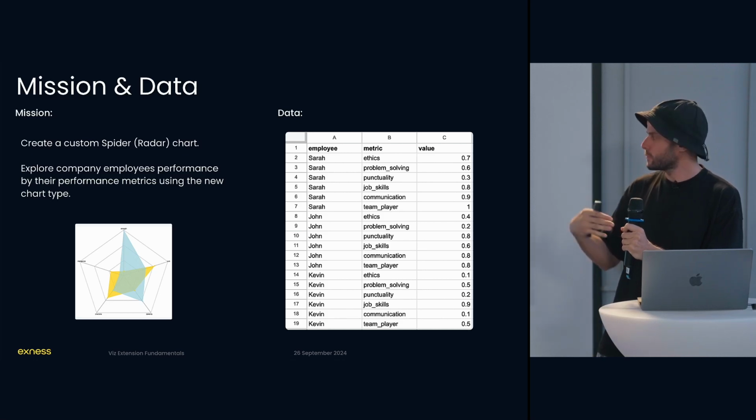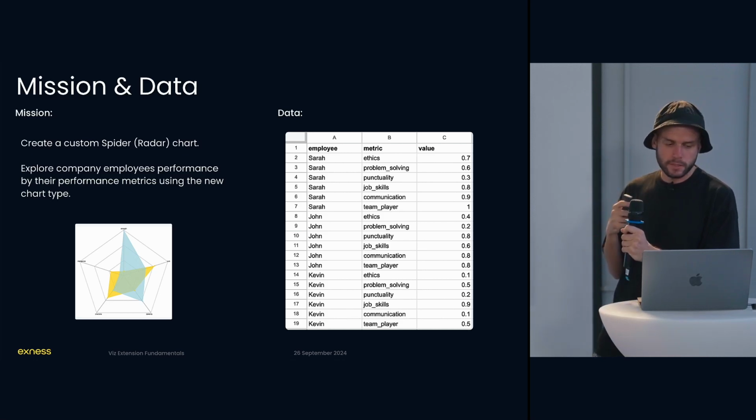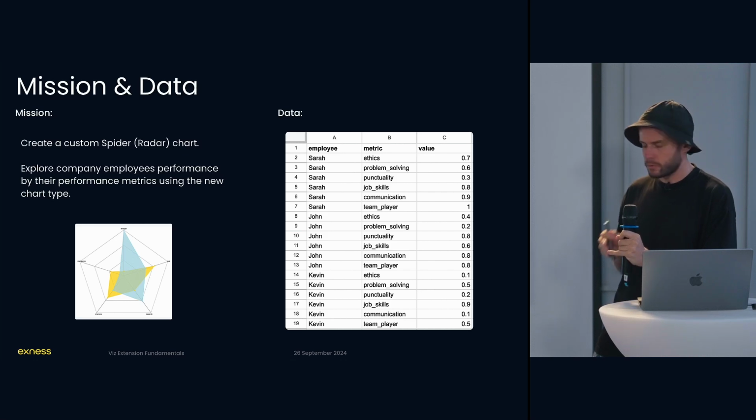To solve this task, I decided to create a custom spider chart, because Tableau doesn't have this one out of the box, and all workarounds are not so easy to implement and use. Just to remind you, a spider chart, or radar chart, is a way to show multiple metrics for one object, or variations between separate objects in terms of their metrics.